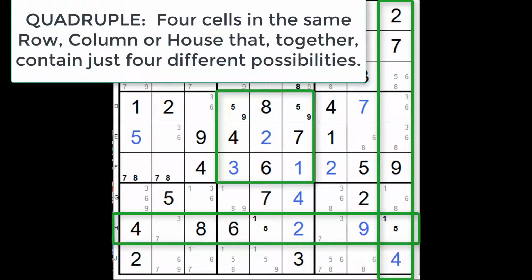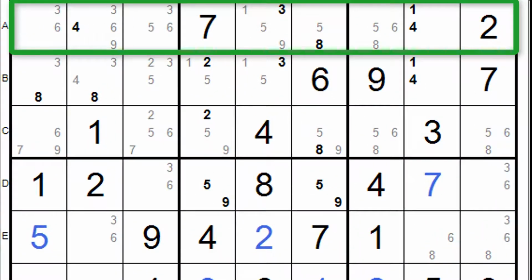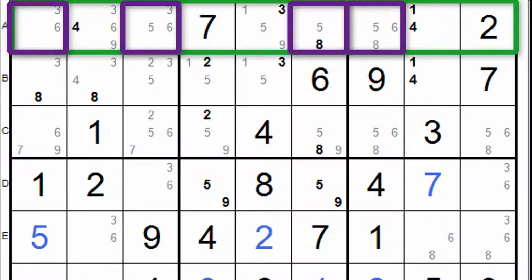In this example, it's in a row, row A. If we look along there, we have a 3-6 in A1, a 3-5-6 in A3, a 5-8 in A6, and a 5-6-8 in A7. So those four possibles are in those four cells, and there's nothing else that can go into those cells. So if those possibles are in any other cells, we can get rid of them.